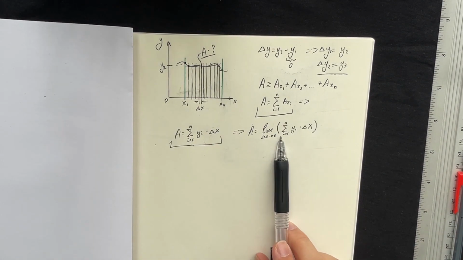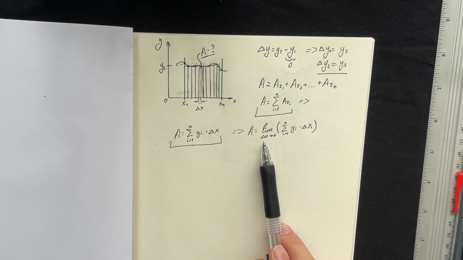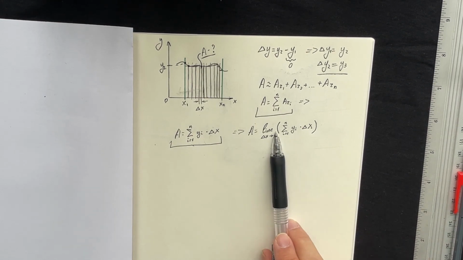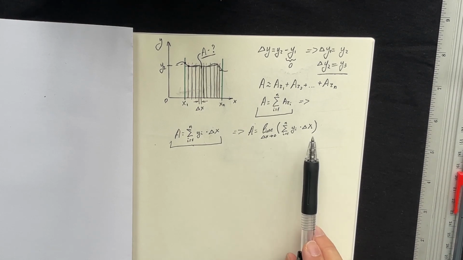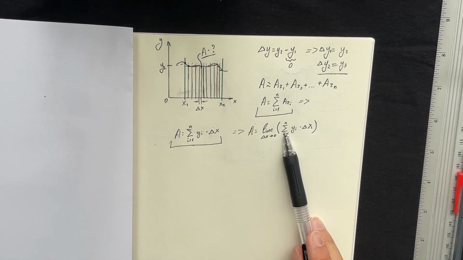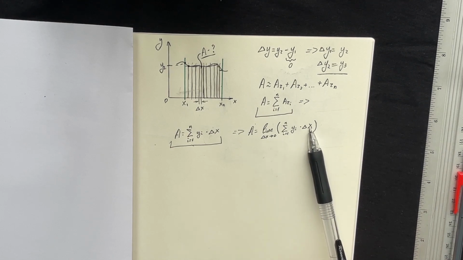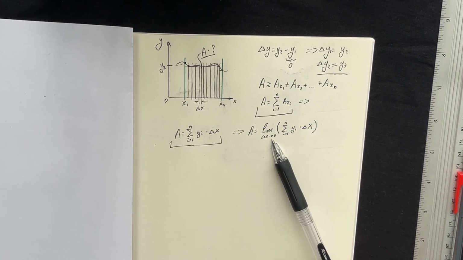So again, why did we do this? First of all, because we need delta x to approach 0. It's not 0, but it approaches 0. And second, because our area can be infinitely large, it could just be infinity, so we need to limit it to some value while approaching delta x to 0.